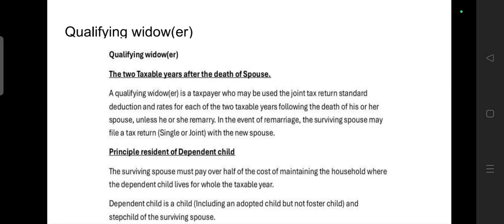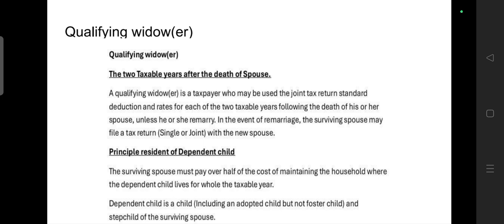Next, we will move on to the qualifying widower. Widower is a circumstance in the marriage process: either spouse may expire, and there will be death incidents. During the marriage, there may be children depending on the two spouses. A child always depends on the parents only. So one spouse has expired during the taxable year.